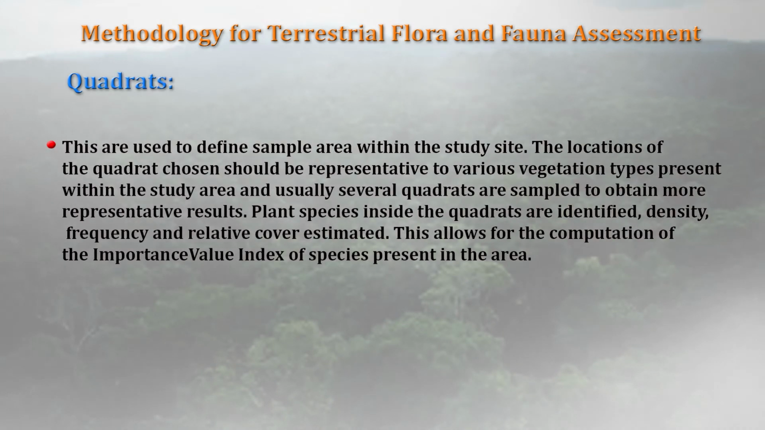Then quadrats. These are used to define the sample area within the study site. The locations of the quadrats chosen should be representative of the various vegetation types present within the study area, and usually several quadrats are sampled to obtain more representative results. The plant species inside the quadrats are identified, and the density, the frequency and the relative cover also will be estimated. This allows for the computation of the importance value index of the species that are present in that particular area.